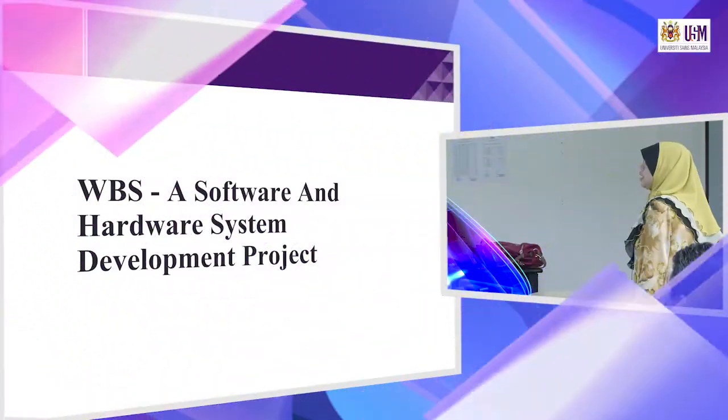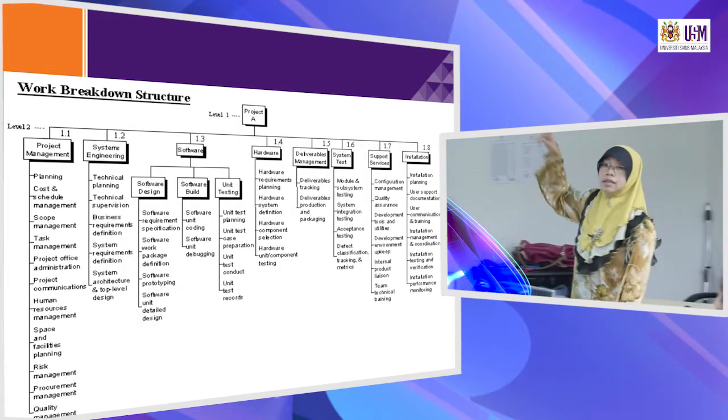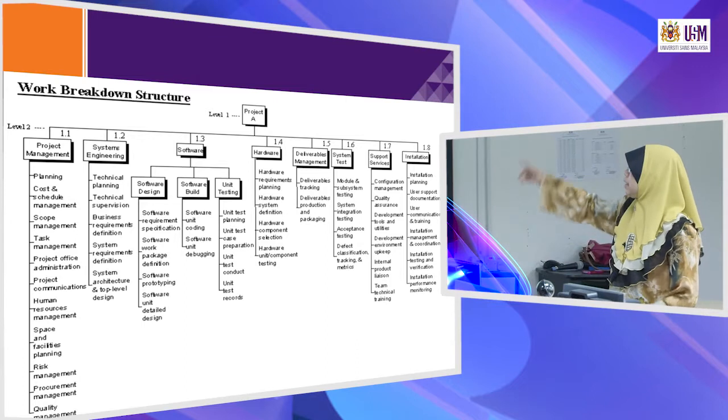So we divide it, and at the end of the project, we are going to produce a bicycle. So this is actually a simple way to see the WBS: how we are going to divide and what parts to select, which part is important in a bicycle, in an event or in a project. A software and hardware system development project, based on the example that I gave just now.